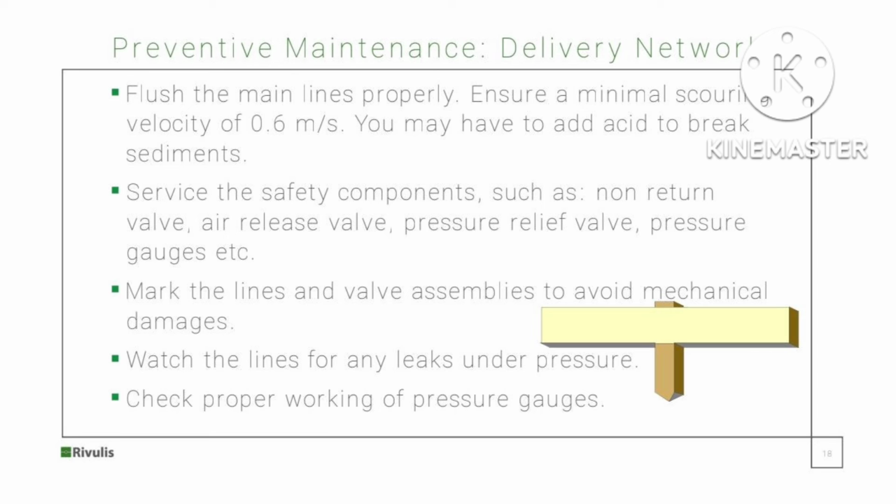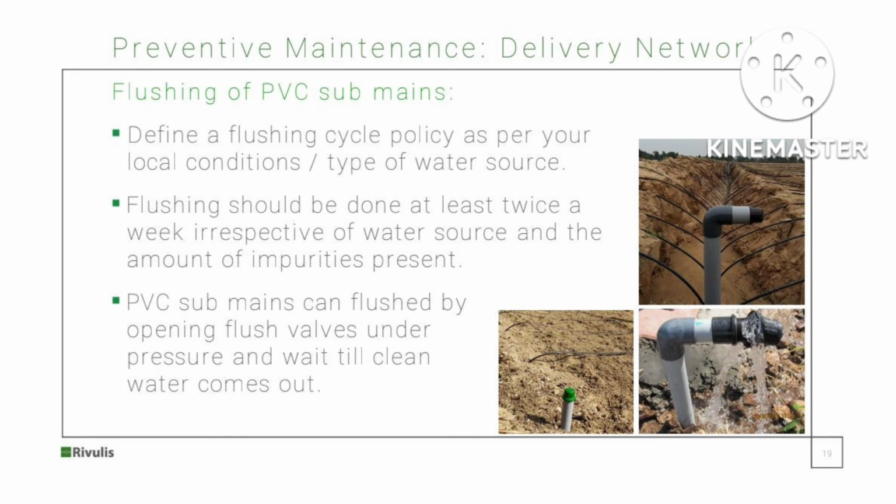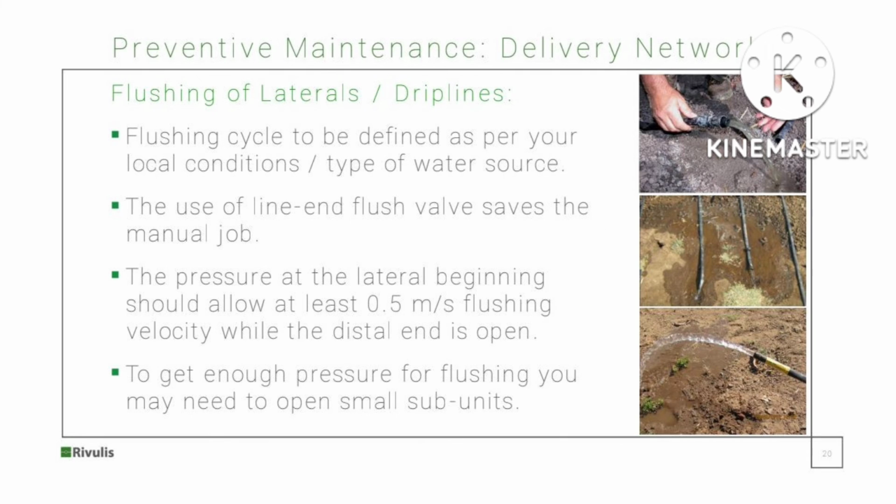Flush the main lines properly. Ensure a minimum scouring velocity of 0.6 meter per second. You may have to add acid to break sediments. Flushing of PVC submains: define a flushing cycle policy as per your local condition and type of water source.